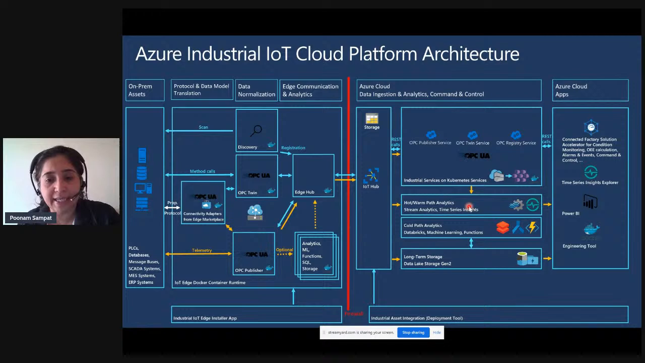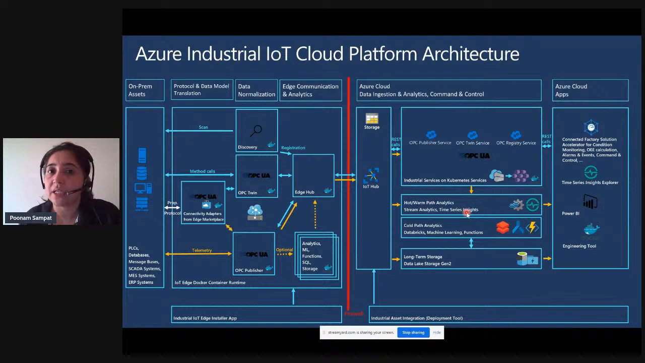Now, the next thing that we have is cold path analytics. This is where the machine learning use cases come in. Over here, again, we have multiple services available like Databricks, Synapse, Azure Machine Learning, Azure Functions that you can use to really do machine learning on the data that is coming in. I'll show you examples of what a typical machine learning use case looks like when it comes to IoT data.